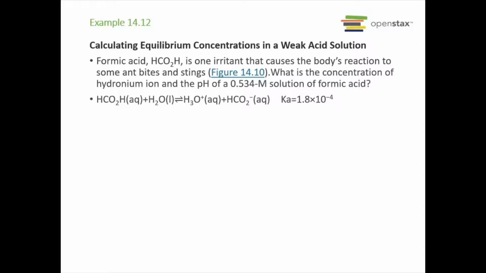All right. Do another example. Formic acid is the one irritant that causes the body's reaction to some ant bites and stings. So I've been bitten by a red ant before. It hurts. And we wanted the concentration of hydronium ion and the pH of a 0.534 molar solution of formic acid. And then we're given the reaction as well and a Ka value. So we're not told our equilibrium concentration, so we need to go ahead and do an ice table.